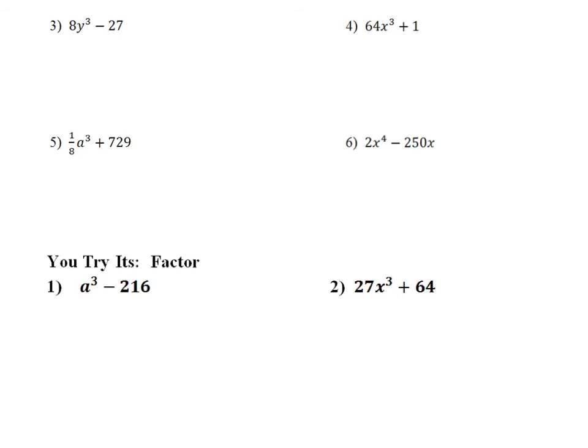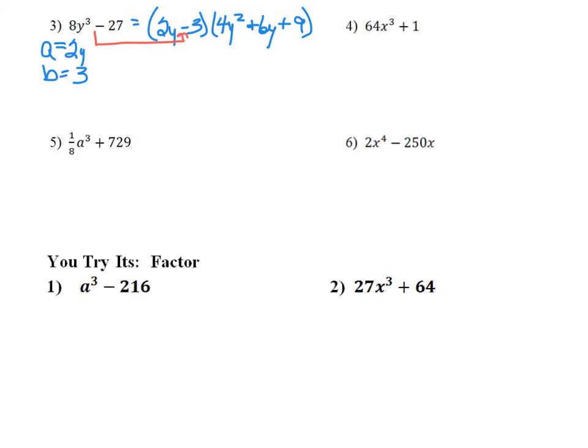Let's take a look at example number 3 where we want to factor 8y cubed minus 27. So I'm going to write this as a is equal to 2y, b is equal to 3. So my factors are going to be 2y minus 3 times 4y squared plus 6y plus 9. Remember that the binomial factor will always match my difference of two cubes, and here in the trinomial I'll always have the opposite sign. Let's go to the next example.